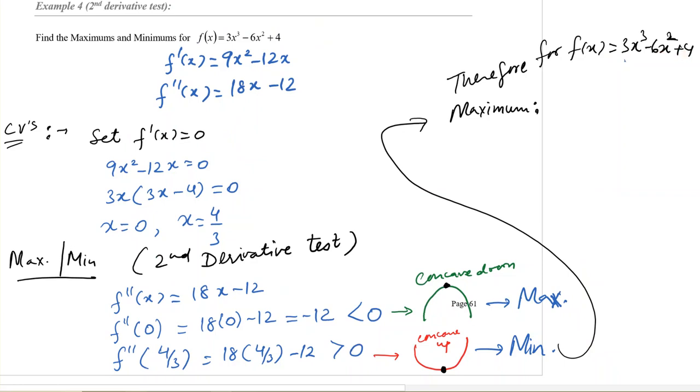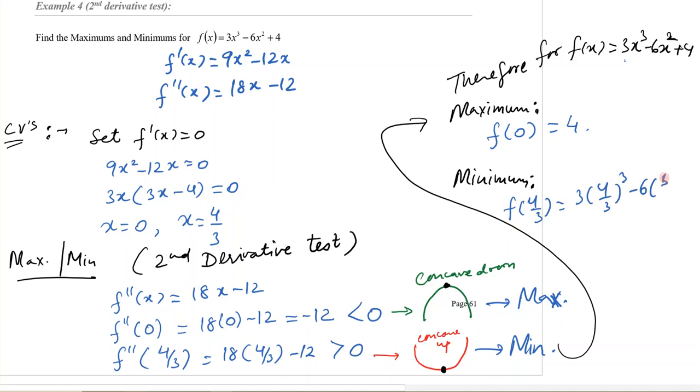This one is our given function. The maximum value will happen at 0. So we get 3 times 0 cubed minus 6 times 0 plus 4. So the maximum value is 4. And the relative minimum value is going to happen at 4 over 3. So f of 4 over 3: you plug the values into the original function, and in the end we get 4 over 9. So this is our relative minimum value. The relative maxima is 4 and the relative minima is 4 over 9.